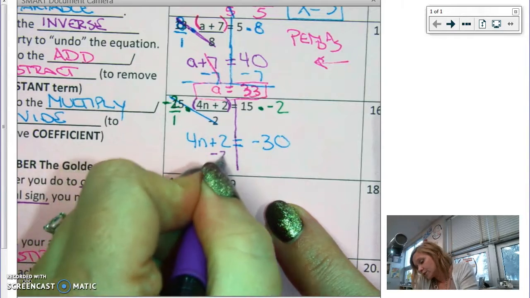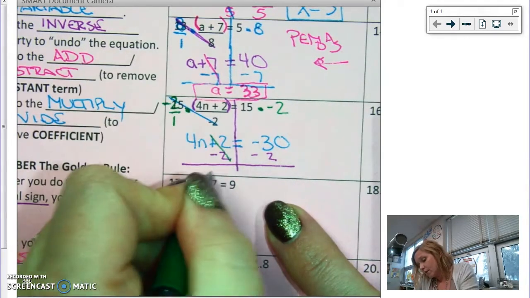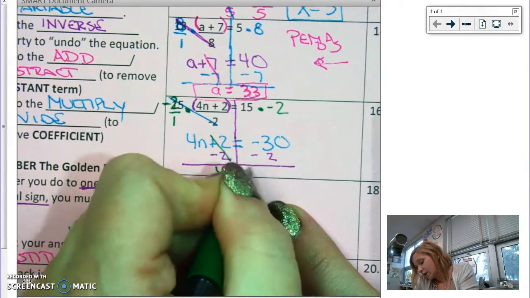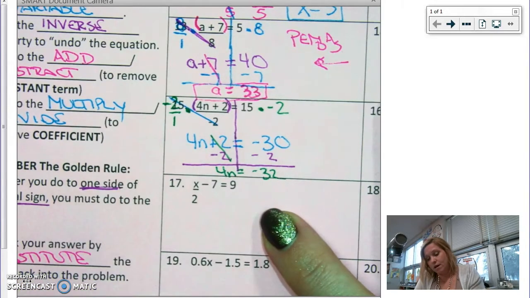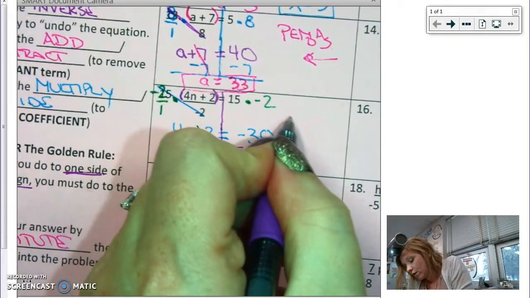So we're going to subtract 2 from both sides. And I'm going to run out of space. So I have 4n over here equals -32. And so the last thing to do, well, I'm running out of space. I'm going to write it over here.